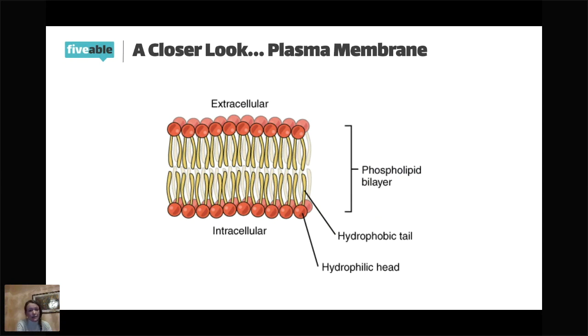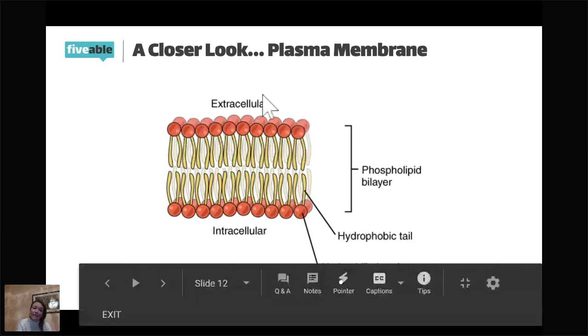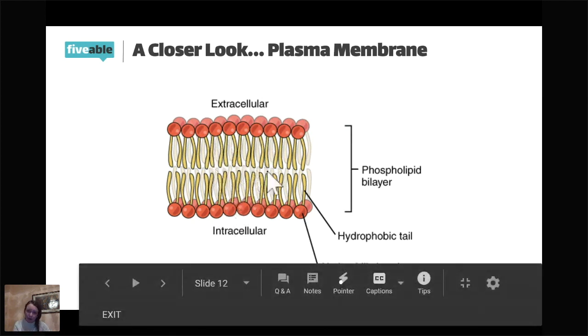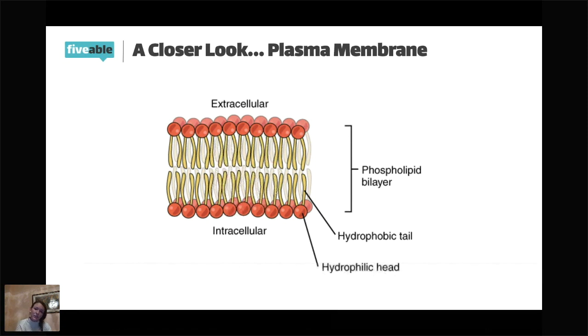We have this outside red area. These are our hydrophilic heads. That's the phosphate group. Phosphate is polar. It has an unequal distribution of charge. It's usually a negative molecule, and so these things are going to be water loving. We have water inside and outside of our cells, so that's awesome for us, because that's the part that's interacting with the water. Then inside this bilayer, we have fatty acid tails. Fatty acids are part of the lipid family. They're incredibly hydrophobic. We know that oil and water don't mix.